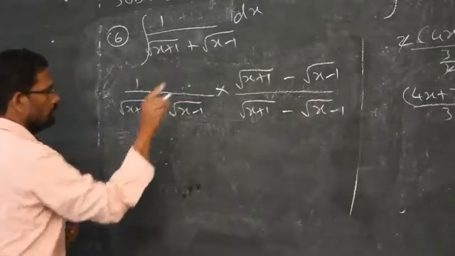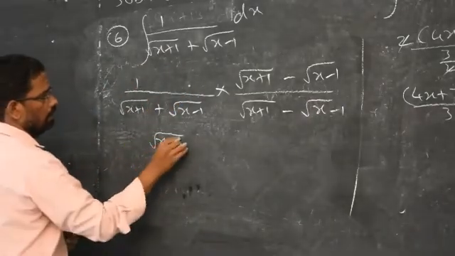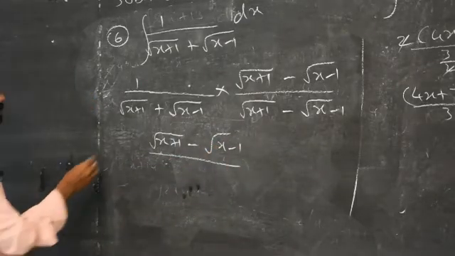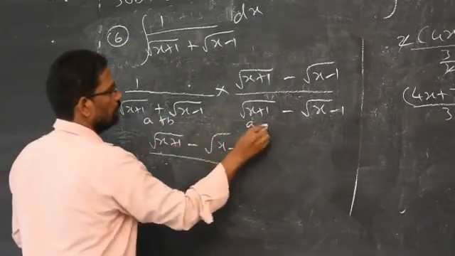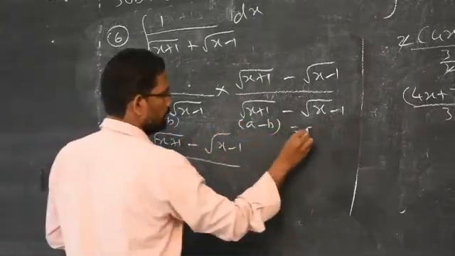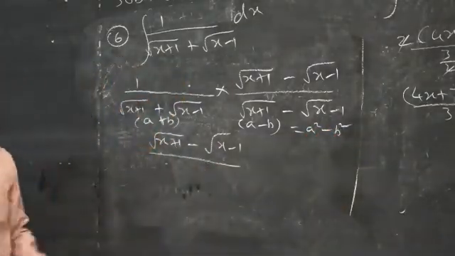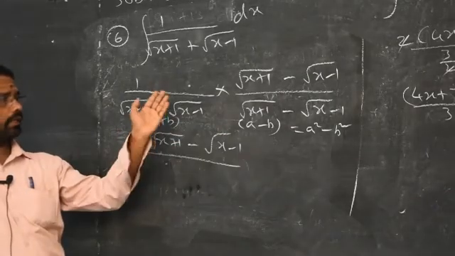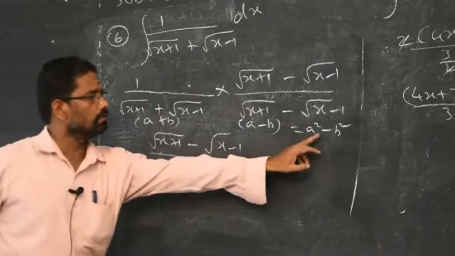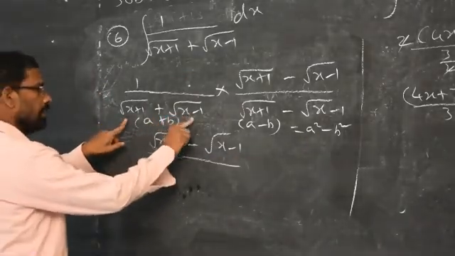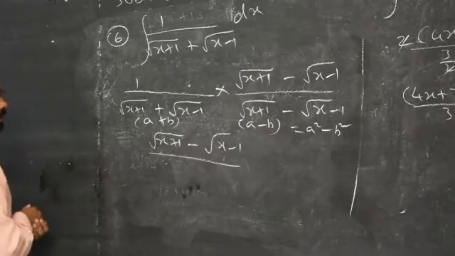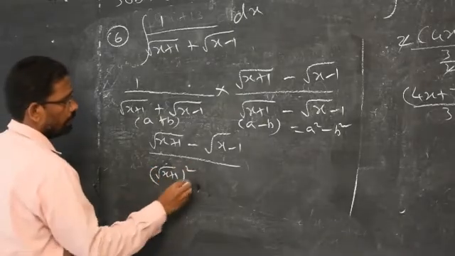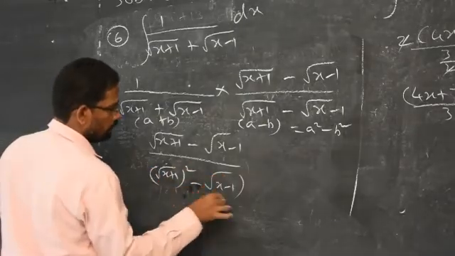So conjugate. 1 into anything is always the same, there won't be any difference. Minus square root of x minus 1 by the same. So wherever you take the conjugate, it should always be in terms of a plus b into a minus b. This you know very simply, that is a square minus b square format. If you take conjugate for the denominator, it ends in a square minus b square. If you take conjugate for the numerator, it ends with what? A square minus b square. Here I am taking conjugate for the denominator, so in the denominator you will always get a square minus b square format. That is a is square root of x plus 1, the whole square, minus square root of x minus 1 the whole square.